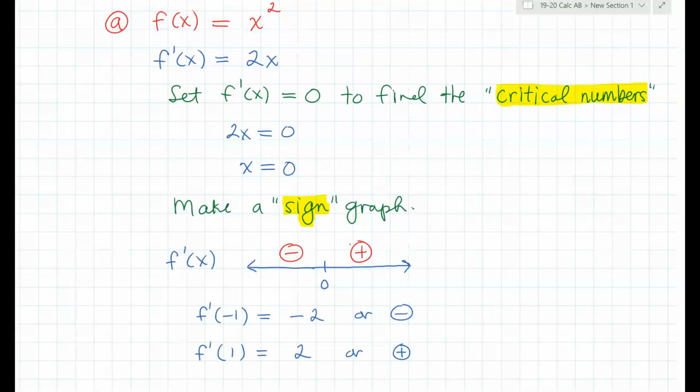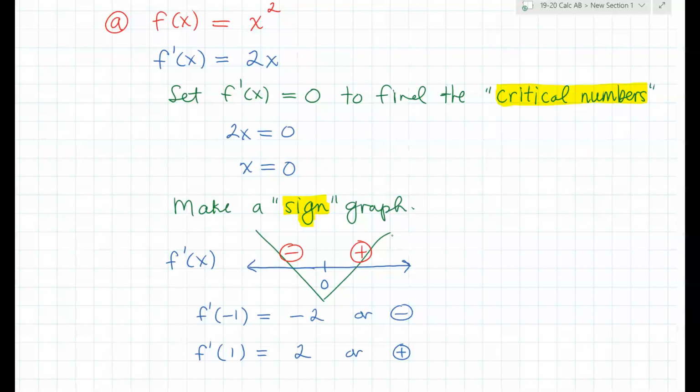Now, if a graph is going down and then up, then that point, 0, must be what? It must be a minimum, right? Because it's going down and then up. A lot of times this is what I'll do once I'm done doing it. I'll draw lines and I'll say, oh, that's a relative minimum.